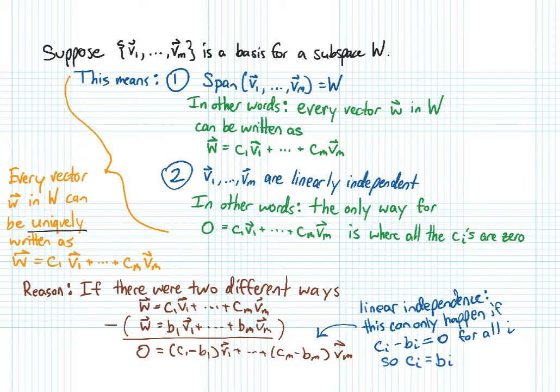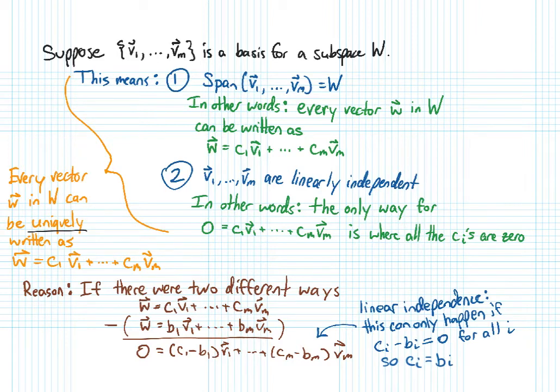So I would say that this condition, that every vector in the subspace can be uniquely written as a linear combination of the basis vectors, that's really what the French would call the raison d'être, the reason to exist. This is the reason that we talk about a basis in the first place. It means that we can treat the basis vectors as sort of like axes for the subspace. And then we can describe the vectors in the subspace in terms of coordinates along those axes. These coefficients, the ci's, are the coordinates for w in terms of the basis.